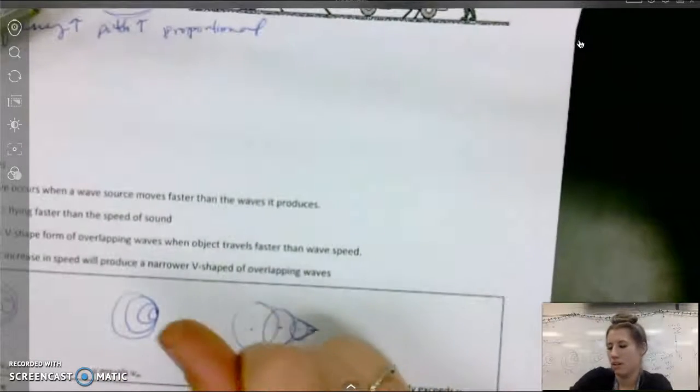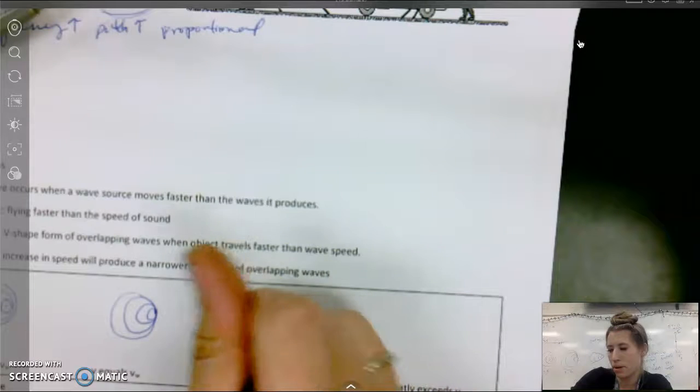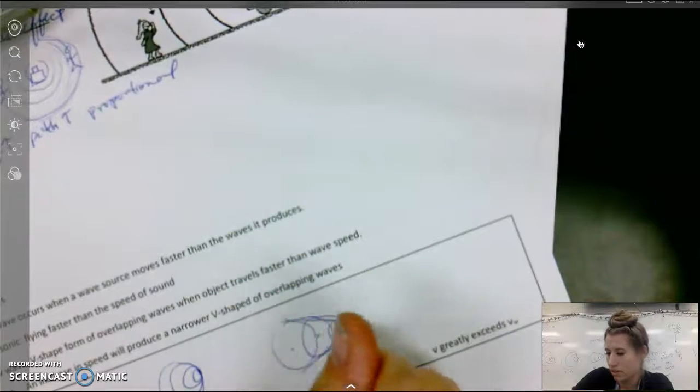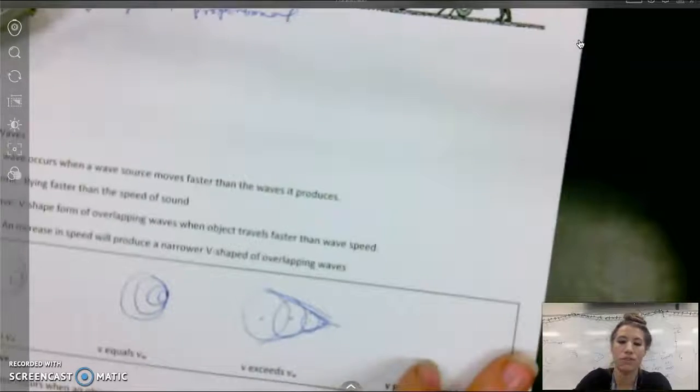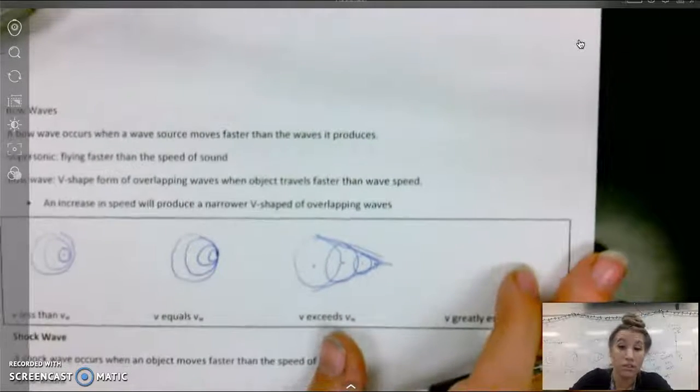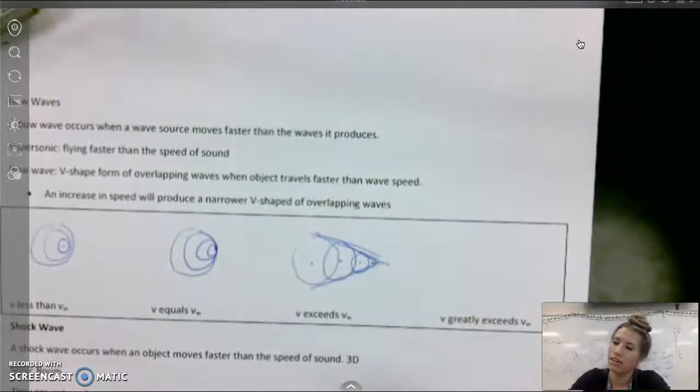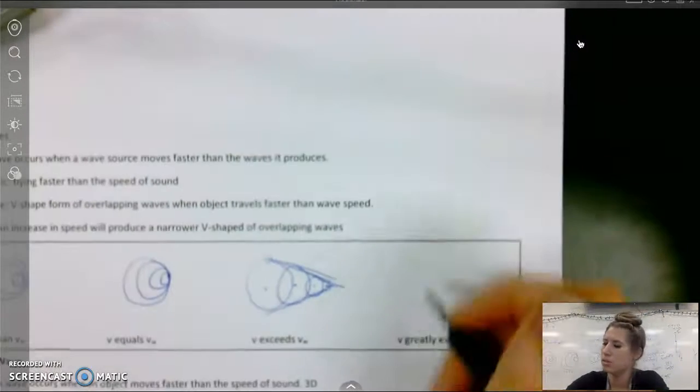Okay. In the concept of a boat that's traveling, you could think of it as the wake that's created when the boat travels faster than the waves that it produces. And as you increase in velocity, you decrease the width of that wake. So here's what I mean.